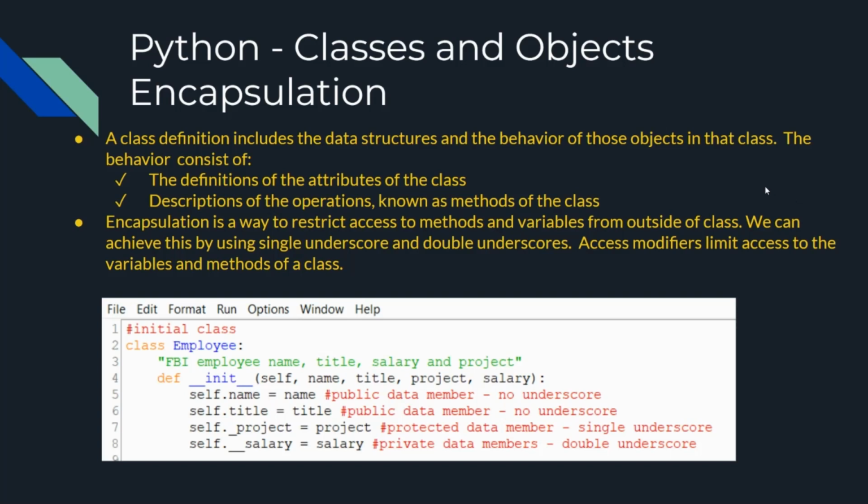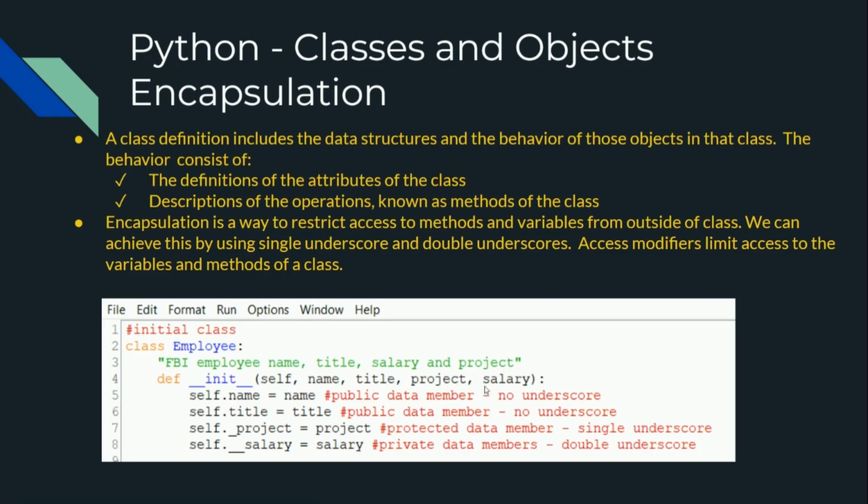To define a protected member, prefix the member name with a single underscore. To define a private member, prefix the member name with a double underscore. We can directly access private variables from outside of a class through name mangling. The name mangling is created on an identifier by adding two leading underscores and one trailing underscore.